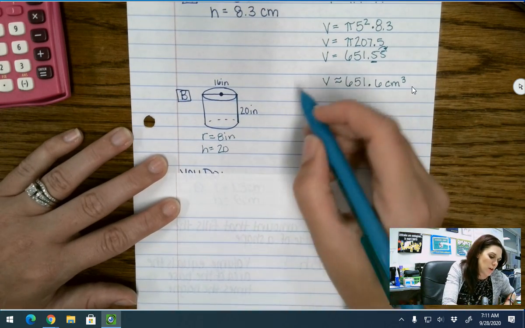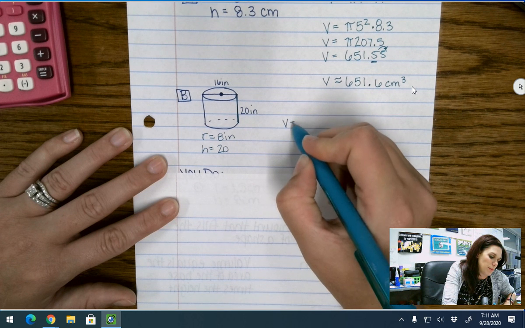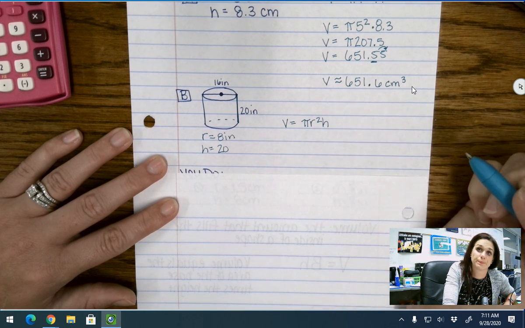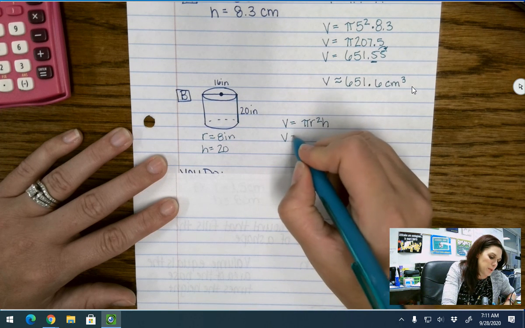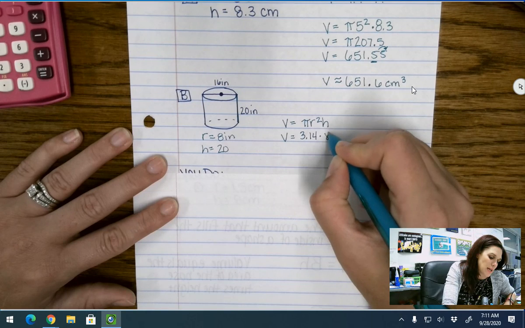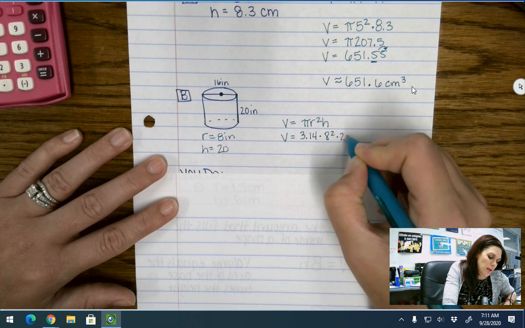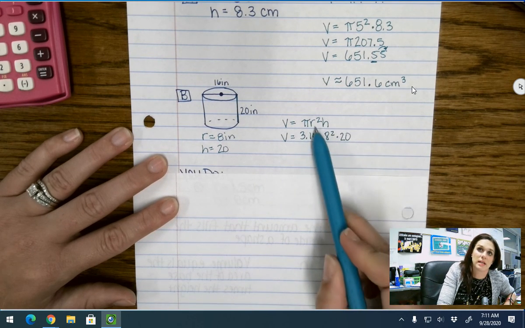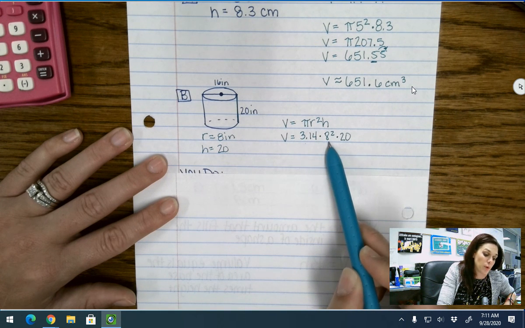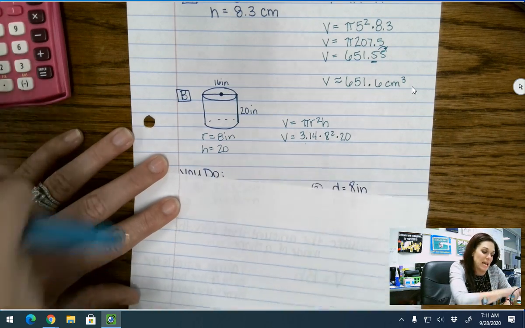So now we're going to fill in our formula. Volume equals pi radius squared times height. Volume equals 3.14 times 8 squared times 20. So all I did is I took out the pi and I put in 3.14. I took out the r and I put in 8, and I took out the h. Now notice again the squared goes to the 8.